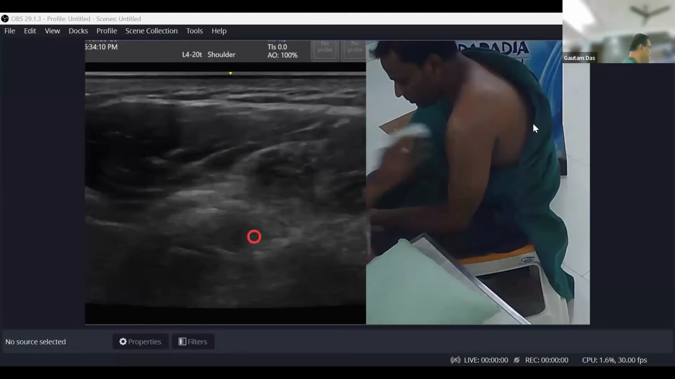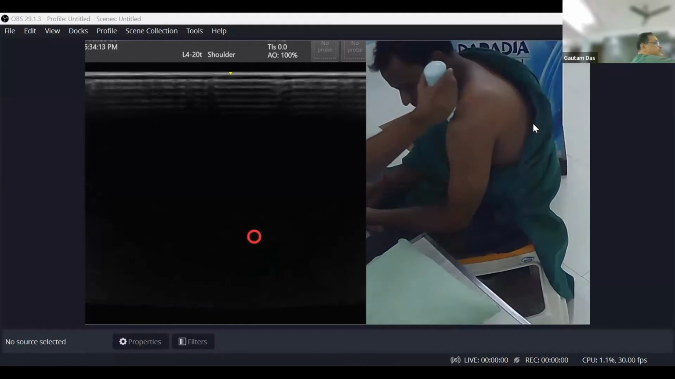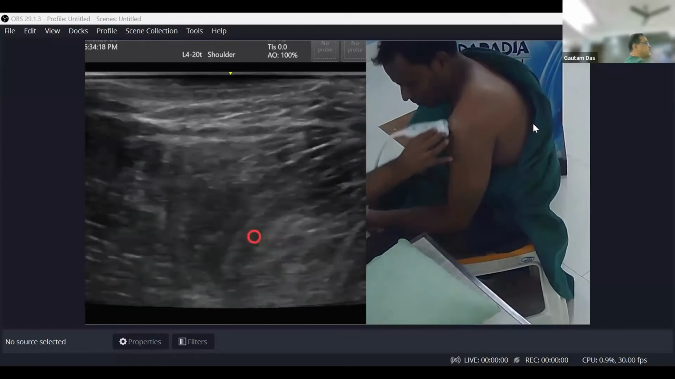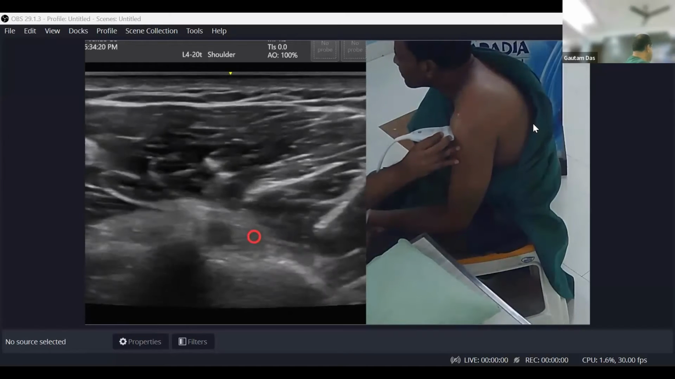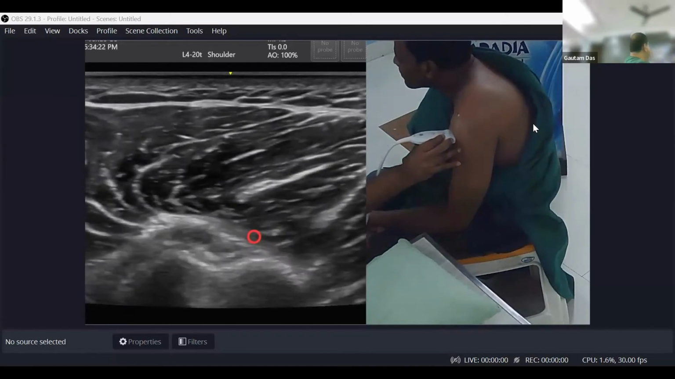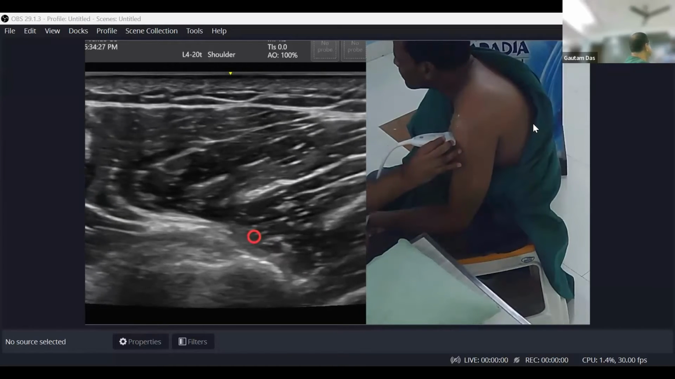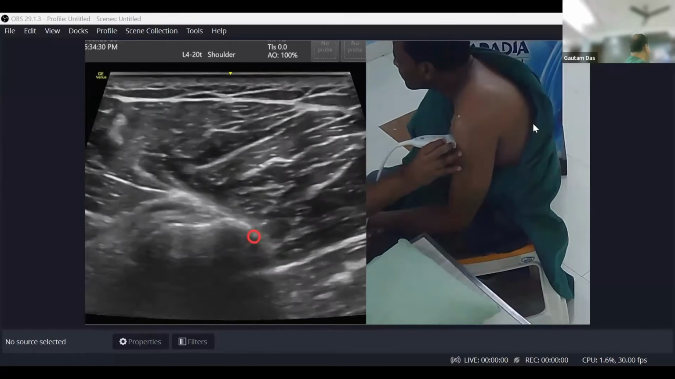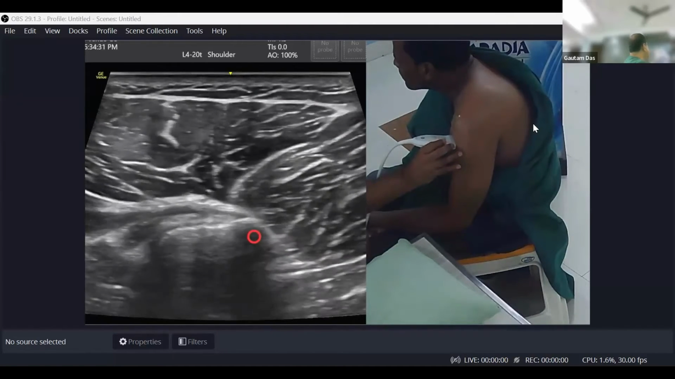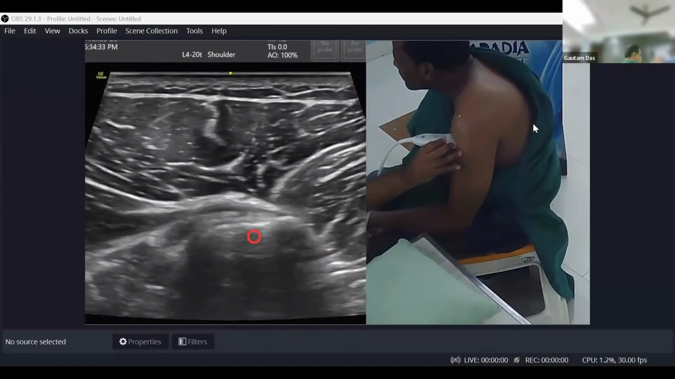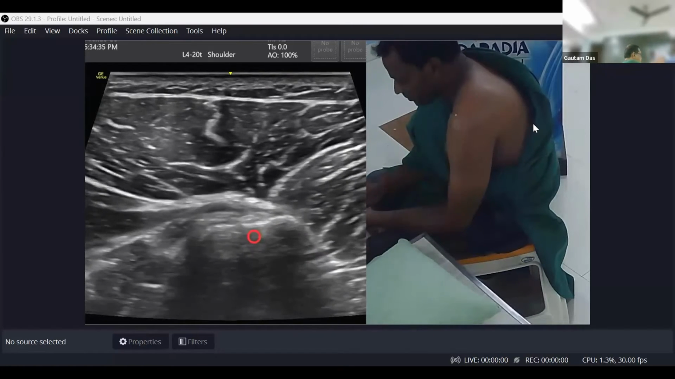So now, let me put more gel. If I'm coming down, my aspect marker is again on the left hand side, that is, the medial side is your left hand side. If I'm coming down, let's see what is happening. So now here, this is your pectoralis major muscle. This is the pectoralis major muscle getting attached here, and below here is your bicipital tendon, and it is getting attached over the humerus. This is the pectoralis major.